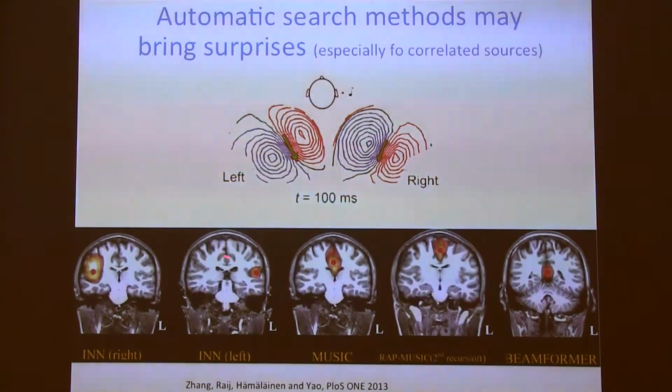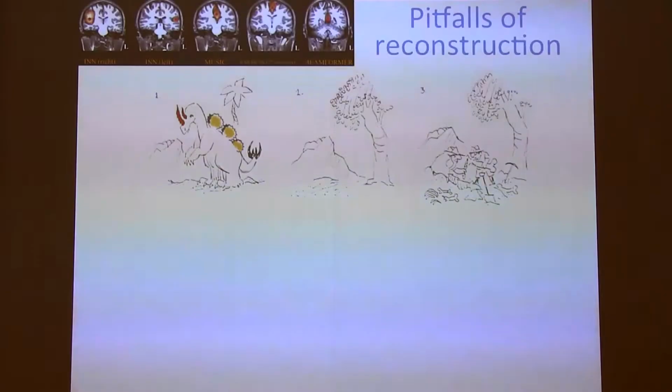In this case they were able to find sources in the left and right auditory cortex, as it should be. But then there are certain algorithms that are commonly used, like the MUSIC algorithm and RAP-MUSIC, and beamformer. There is a single activation somewhere. So what happens here? We can have some kind of pitfalls in reconstruction.